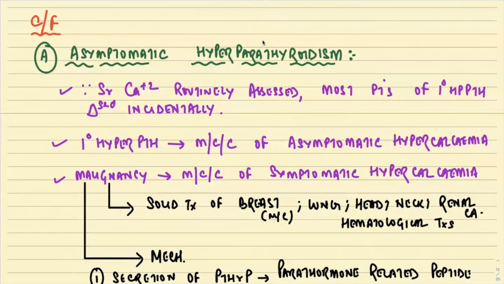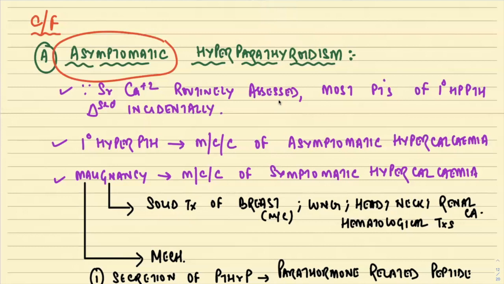Okay. Let us try and understand the clinical features of hyperparathyroidism. So clinically, hyperparathyroidism can present in two ways. One is as asymptomatic hyperparathyroidism. So what do we mean by asymptomatic hyperparathyroidism? That is, the patients have not come to you with signs and symptoms of hyperparathyroidism.